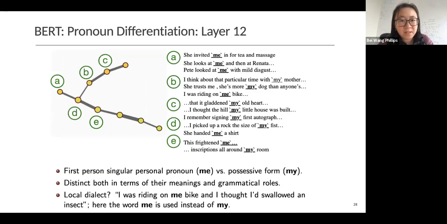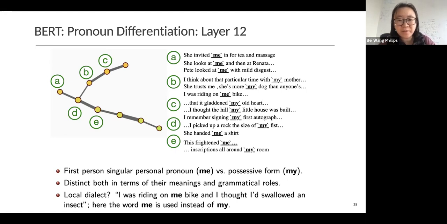Second example, this is a branch, all of this involving two words, me or my, okay? So if you look at the branch involving node B and C, there are sentences like this is what's called possessive form. My mother, my dog, my bike, my old heart, my first autograph, right? That is a usage of my in the possessive form. The other branch is she invited me for tea. She looks at me, Pete looks at me. This is what's called a personal pronoun, me, okay?